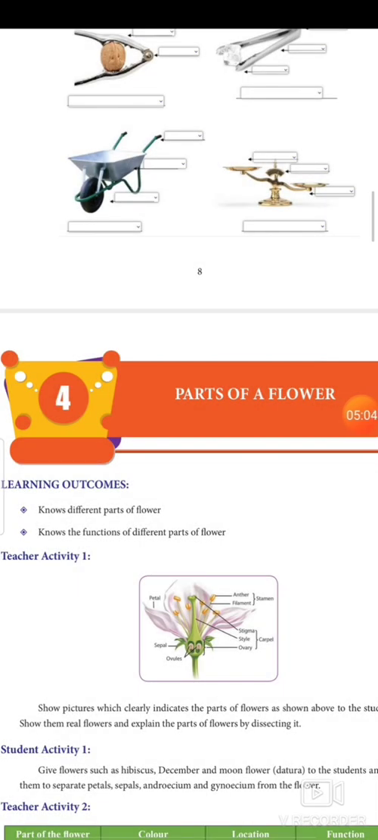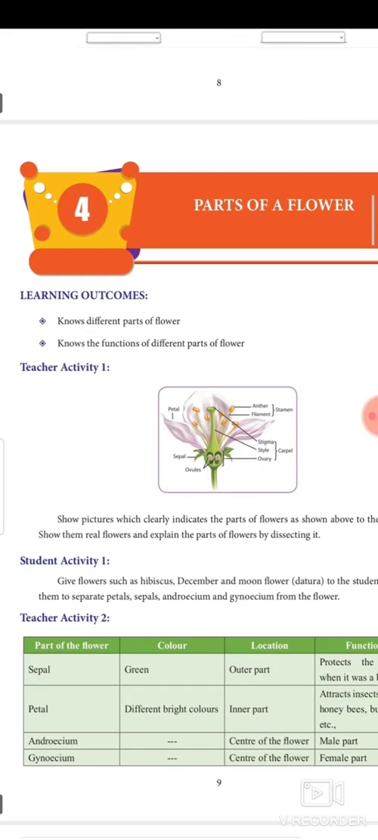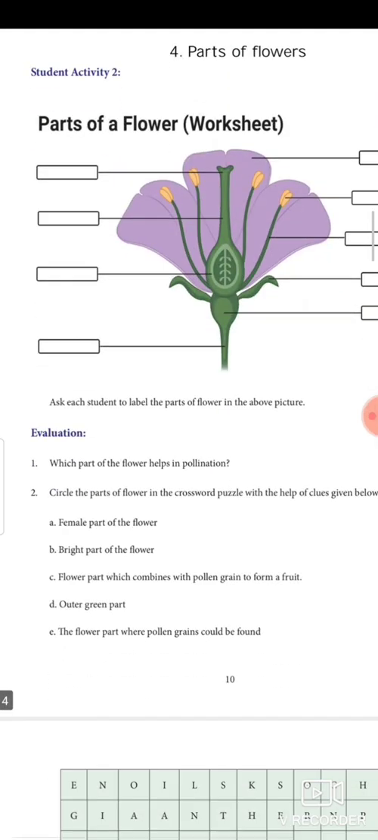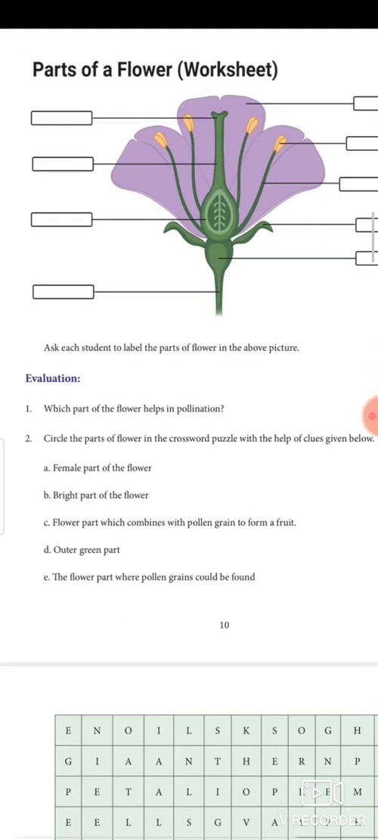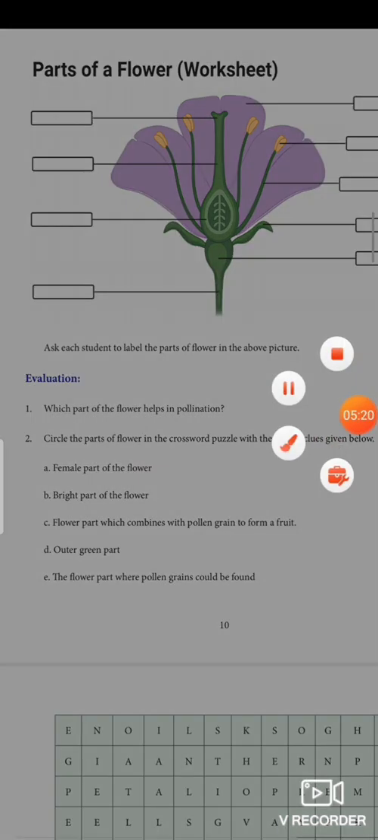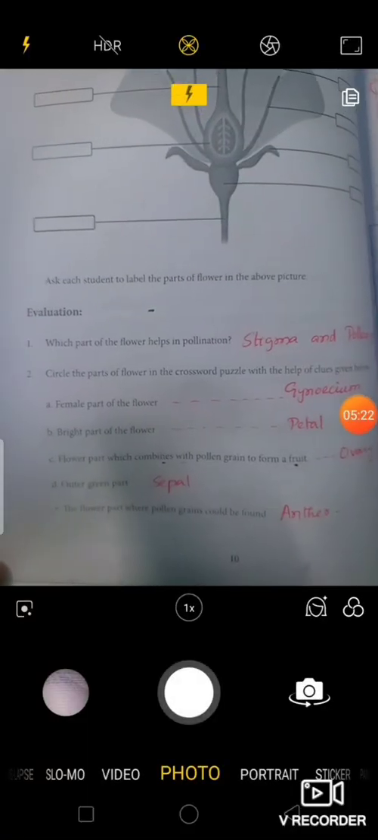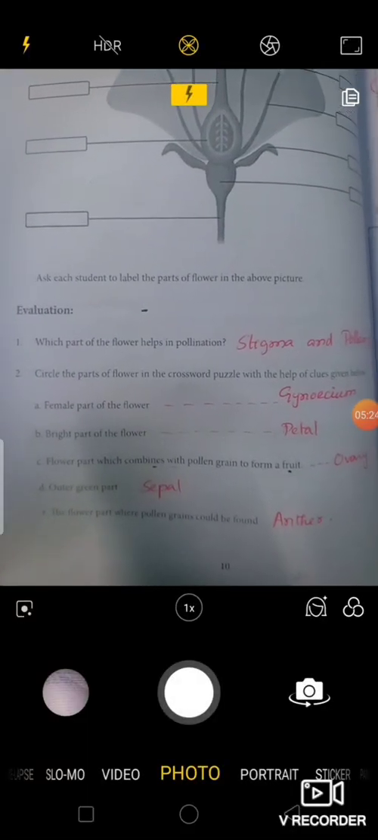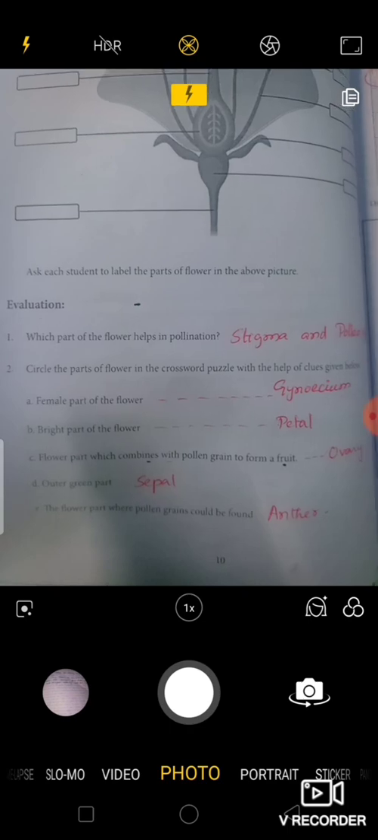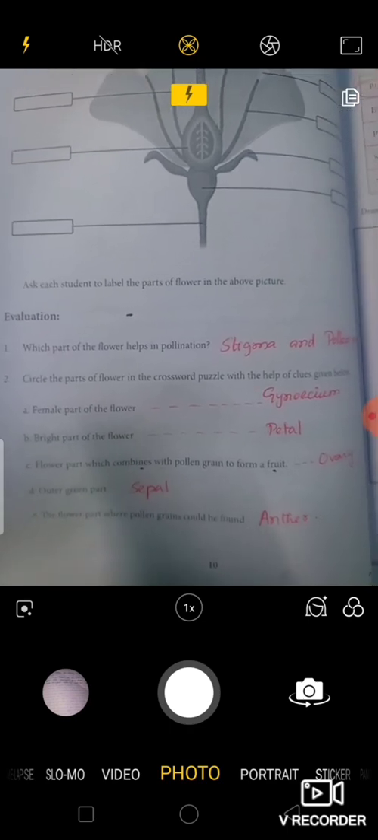Lesson 4 is parts of flower. So in this parts of flower, this is the evaluation part. Let's see the answer for this. The first question, what part of the flower helps in pollination? Stigma and pollen grains. Stigma and pollen grains are the answer.